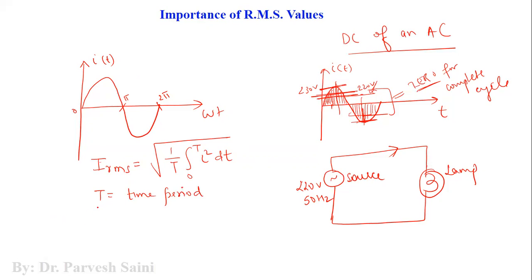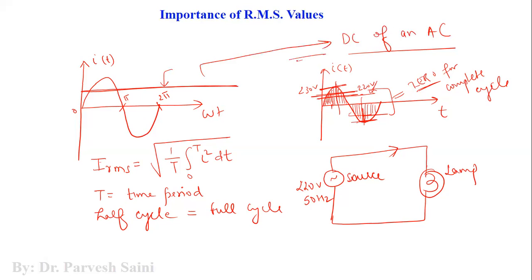Now, whether you calculate the RMS value for half cycle or for full cycle, it is the same. You can calculate it, and it would come the same value. So this indicates that the RMS value will remain same and constant for an alternating signal. Because it is a constant, unidirectional value of an alternating signal, that is why we call it the DC of an AC signal.